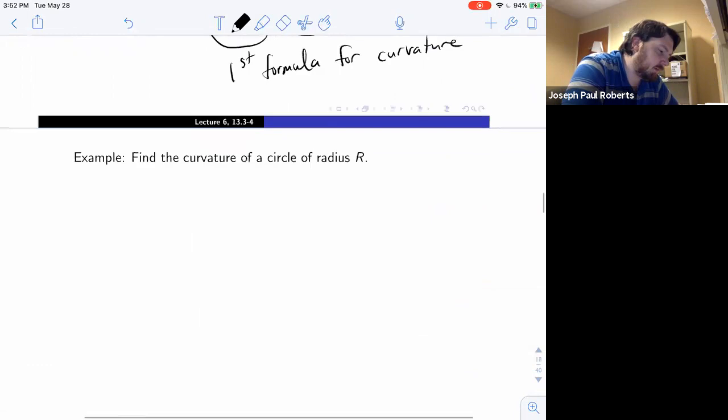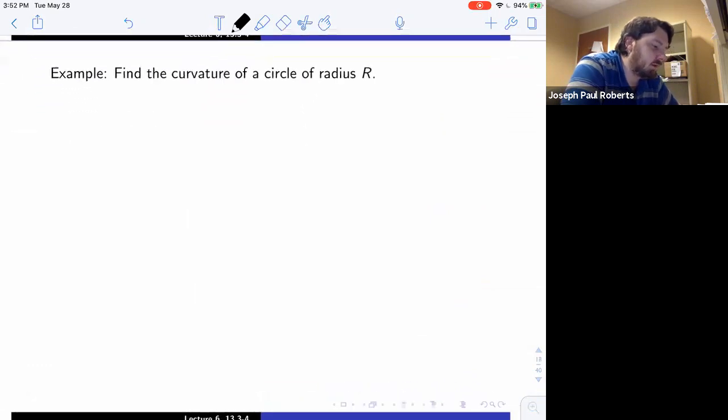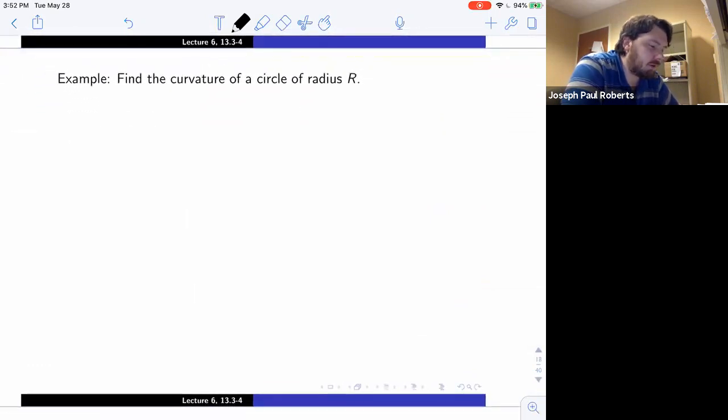So anyway, let's make sure that this is doing what we want it to do. Find the curvature of a circle of radius capital R.